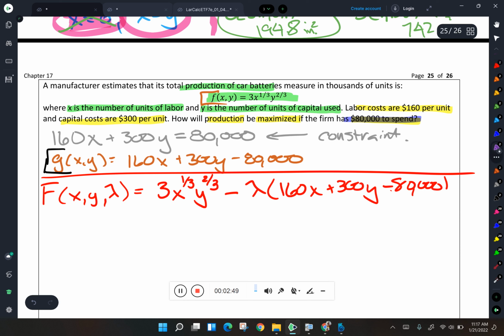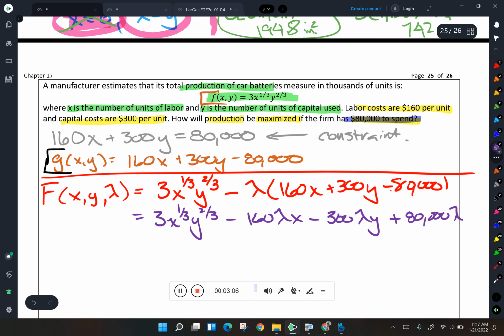And then I'll distribute that negative into there, and that's going to give me 3x to the 1/3, y to the 2/3 minus 160 lambda x minus 300 lambda y plus 80,000 lambda.